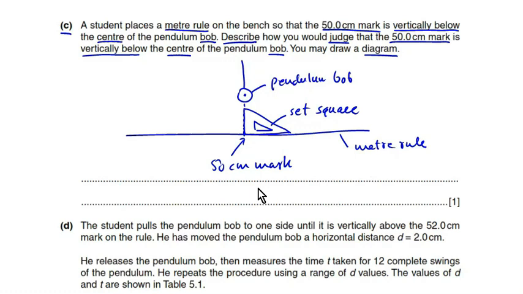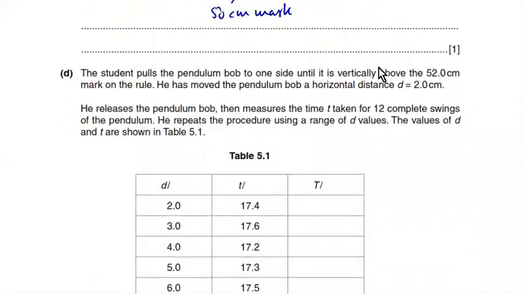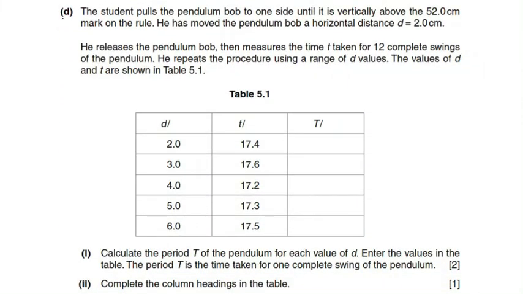Students, there is a very important point you should remember about drawing a diagram in the ATP paper, that when you draw a diagram, label each and everything in your diagram. Otherwise, you may lose a mark. Let's do the next part now. Part D says the student pulls the pendulum bob to one side until it is vertically above the 52.0 centimeter mark on the rule. Okay, he has moved the pendulum bob a horizontal distance d equal to 2.0 centimeters.